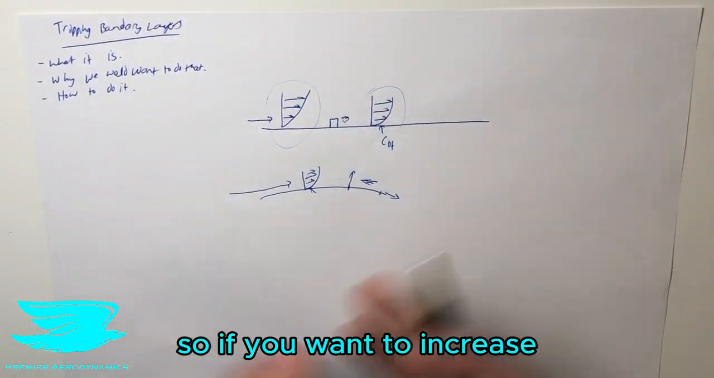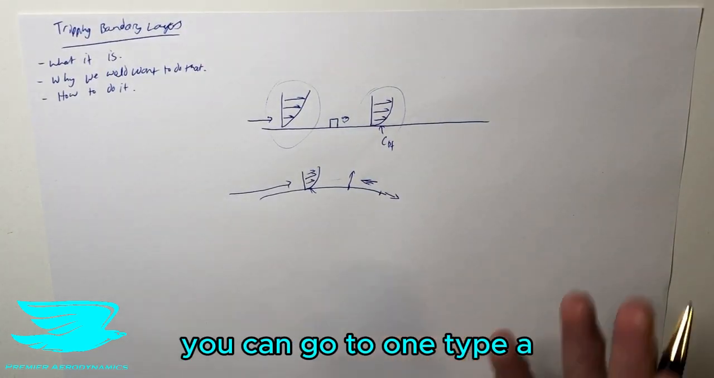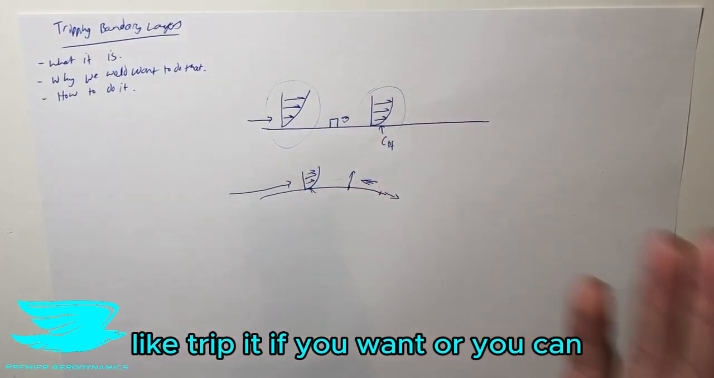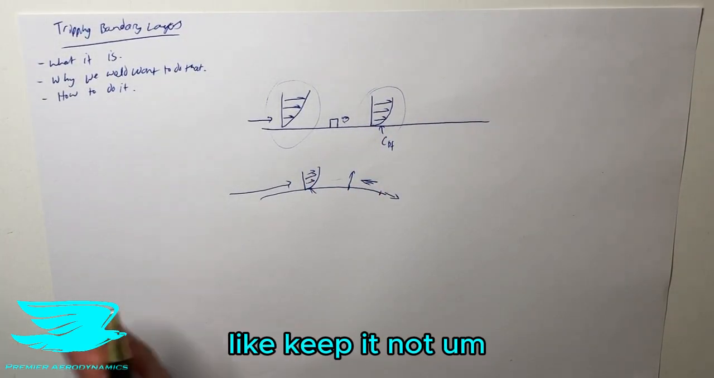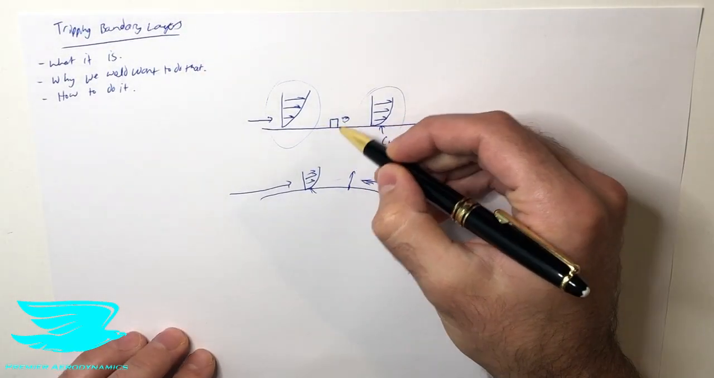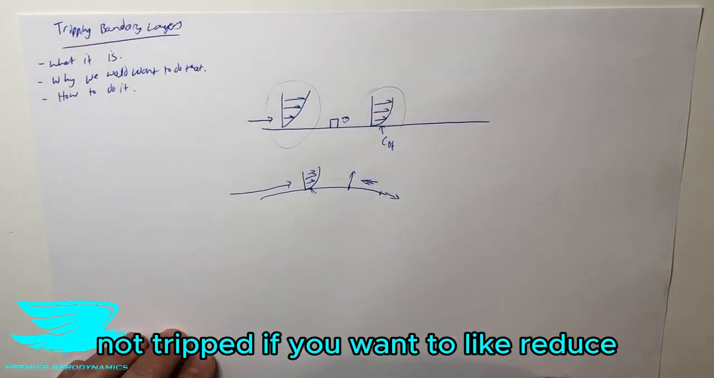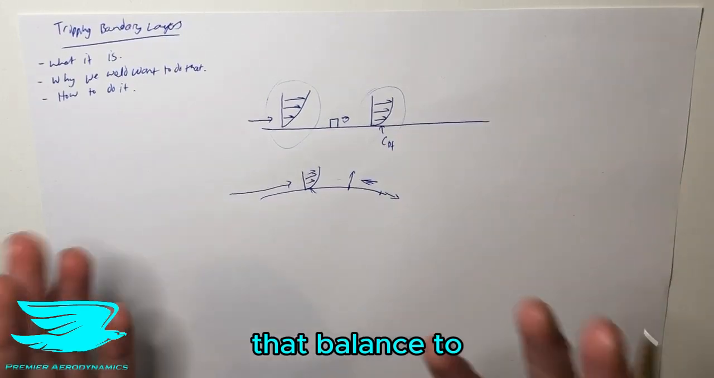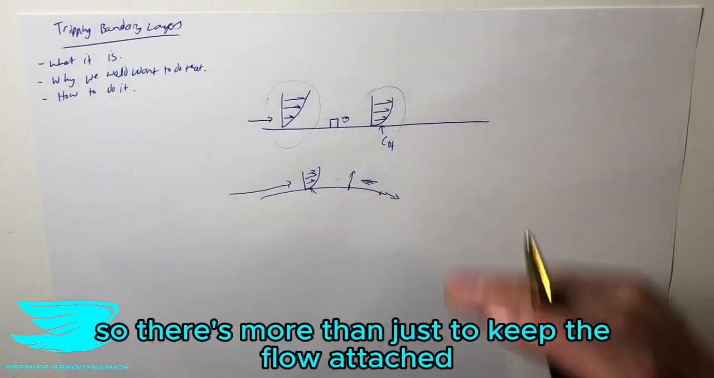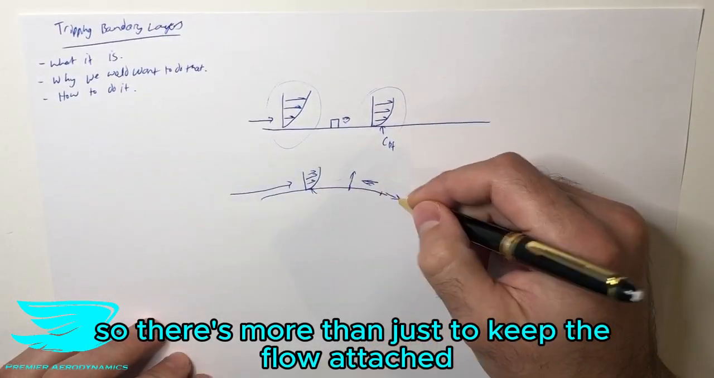So if you wanted to increase heat transfer, you can go to one type, you can trip it if you want, or you can keep it not tripped if you want to reduce heat transfer, that kind of thing, if you have that balance to consider. So there's more than just keeping the flow attached.